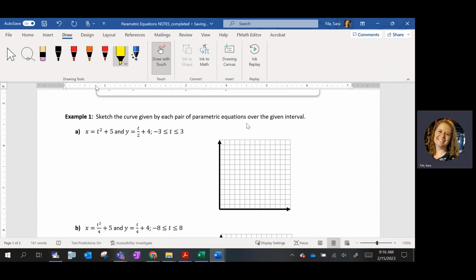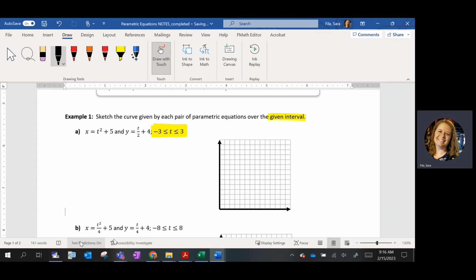The parameter is going to have a given interval. The parameter is going to be limited. Over the given interval, that's telling you your parameter. So we're only going to graph this from where t is -3 to +3. They've given us the x equation and the y equation, so we need to come up with a table of values for that from when t is -3 to +3.